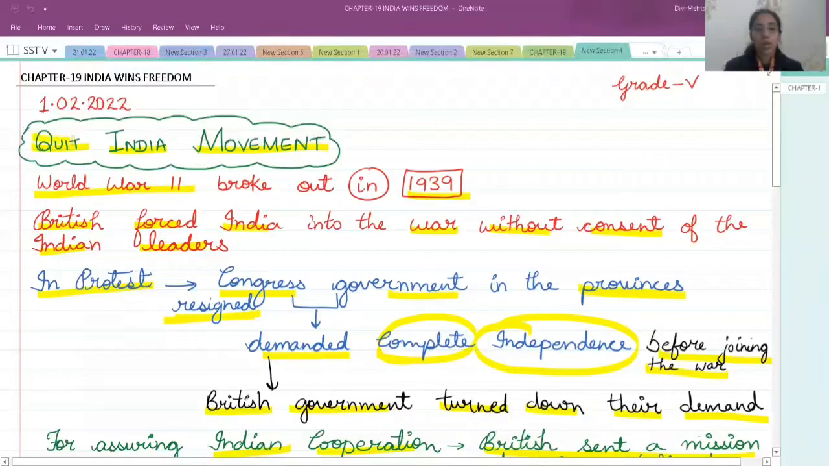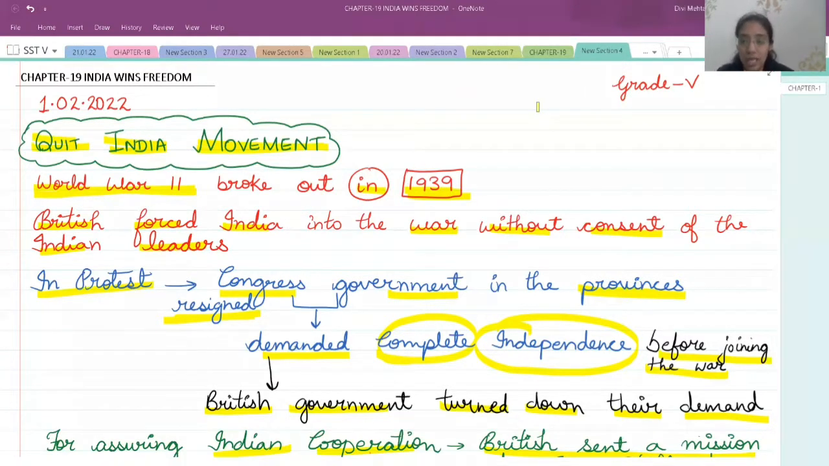To discuss is your Quit India Movement. Quit India Movement. Underline, World War II broke out in 1939. Means World War II started in 1939. Underline, when it started, in 1939.